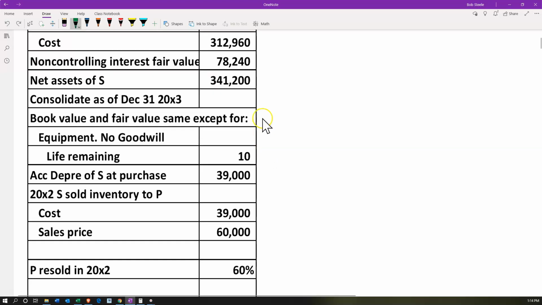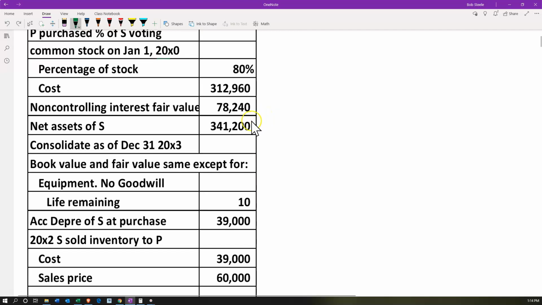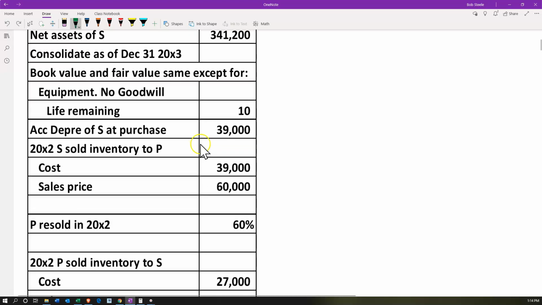We're going to consolidate for December 20X3. So we got this full year because it was at January. So X0, 1, 2, and 3. That's going to be 4 years later on the consolidation, December 31st, 20X3, from the point in time of purchase.